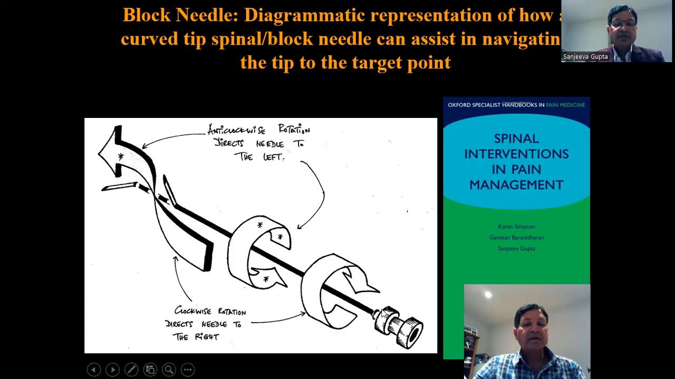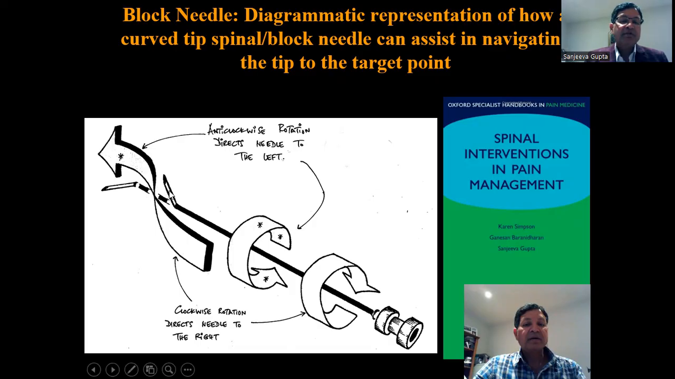What this diagram shows is that a clockwise rotation of the needle takes the needle in this direction; if you turn the needle by 180 degrees, it goes in a completely opposite direction. It's not a must that you change by 180 degrees. You can vary this. You can change by 10 degrees, 15 degrees, 30 degrees, 80 degrees, 90 degrees or even more. It depends upon where you want the needle to go.